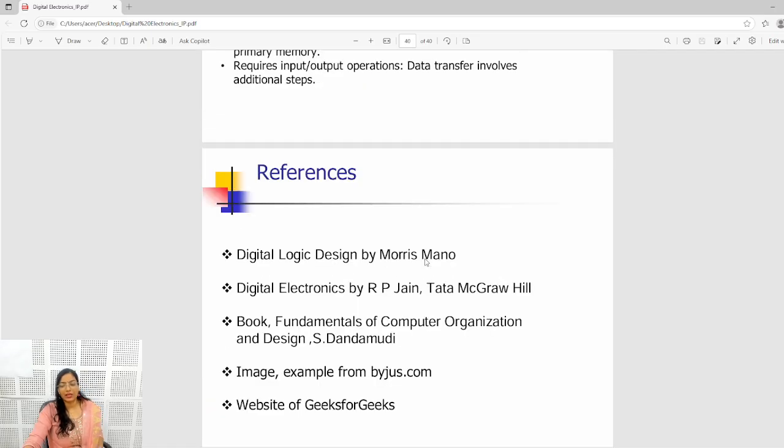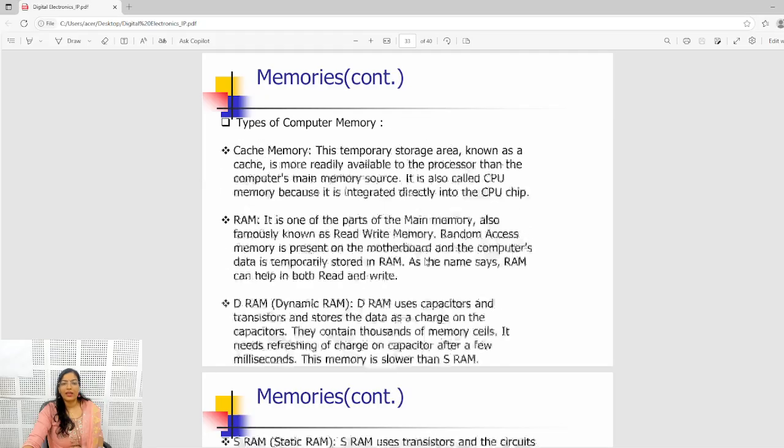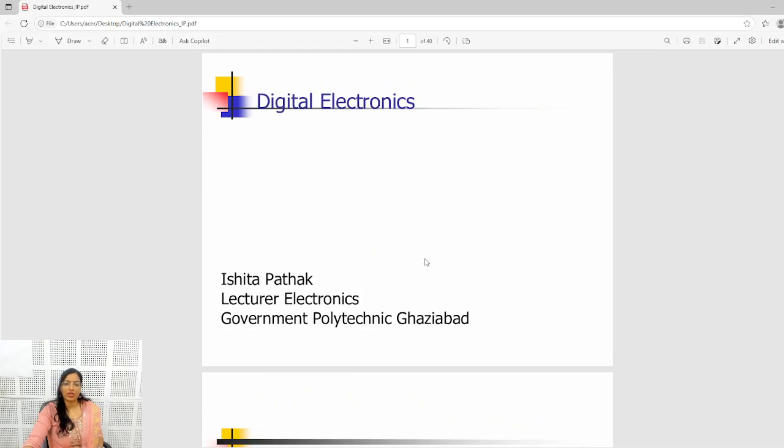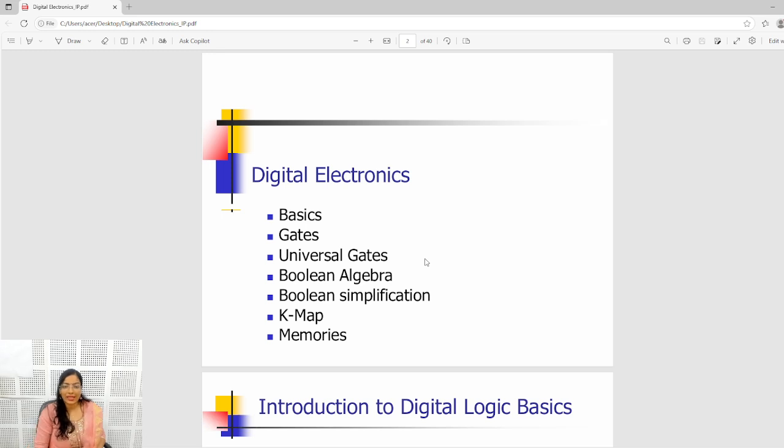So this is it for the discussion on digital electronics, wherein we discussed the basic gates, their truth tables, their symbols. Then we talked about universal gates, NAND and NOR gates, and how you can construct the basic gates using the universal gates. Then we proceeded with Boolean algebra, discussing the various identities of Boolean algebra and how we use those identities to solve a question for Boolean simplification.